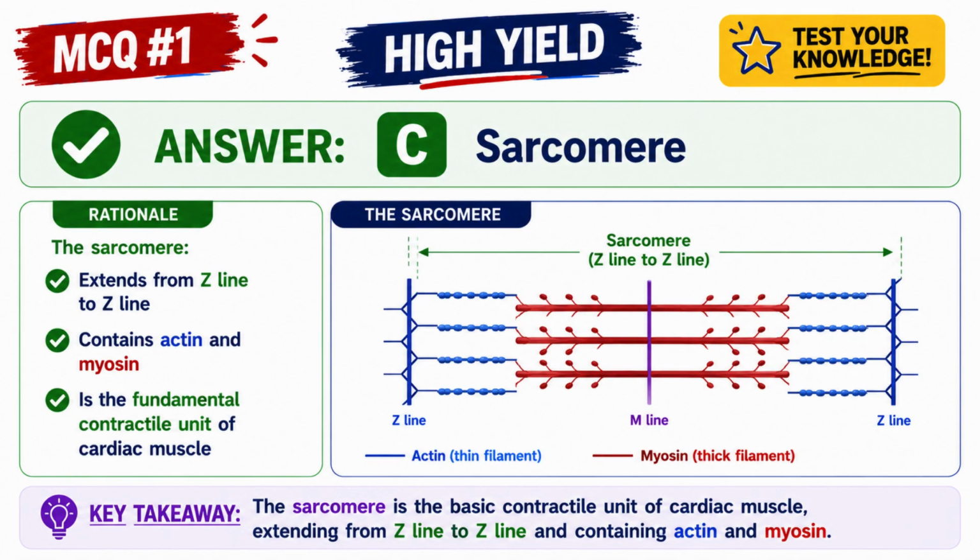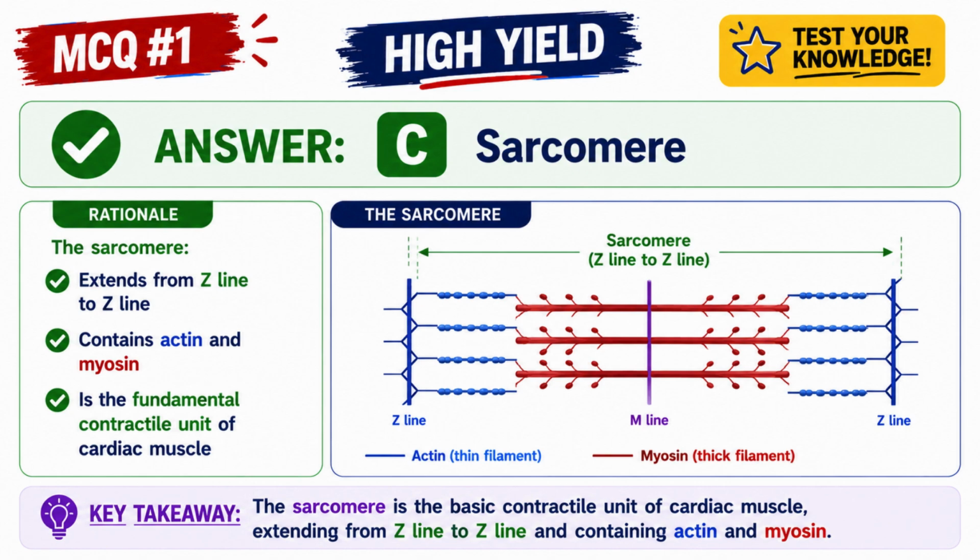Here's why. The sarcomere is the fundamental contractile unit of cardiac muscle and skeletal muscle. It extends from Z-line to Z-line. Within each sarcomere, thick filaments of myosin and thin filaments of actin are precisely arranged in overlapping arrays. When calcium binds troponin C, the troponin-tropomyosin complex shifts position, exposing the myosin binding sites on actin. Myosin heads bind actin. The power stroke occurs.